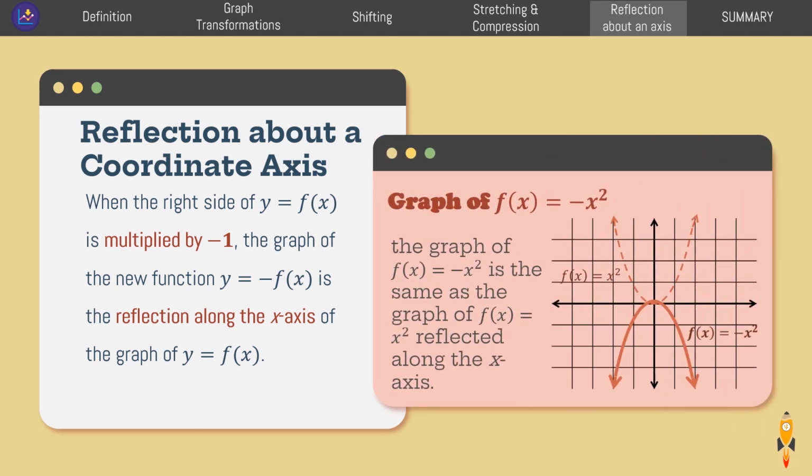Example: sketch the graph of f of x equals negative x squared. Solution: in f of x equals negative x squared, the function f of x equals x squared is multiplied by negative 1. Therefore, the graph of f of x equals negative x squared is the same as the graph of f of x equals x squared reflected along the x-axis.